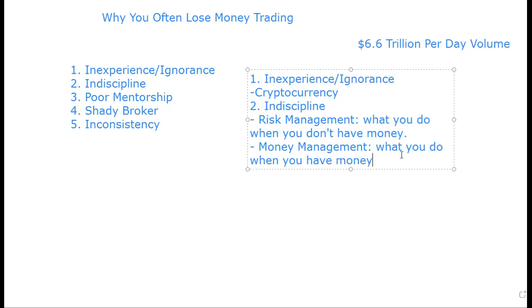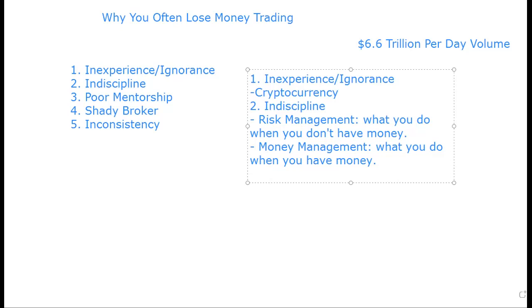What does that mean? You cannot tell a person who does not have money to manage what they don't have. So money management cannot apply to a person who does not have money. Are you still with me? So risk management applies when you don't have money, all right? Because when you don't have money, the main thing you have is risk.